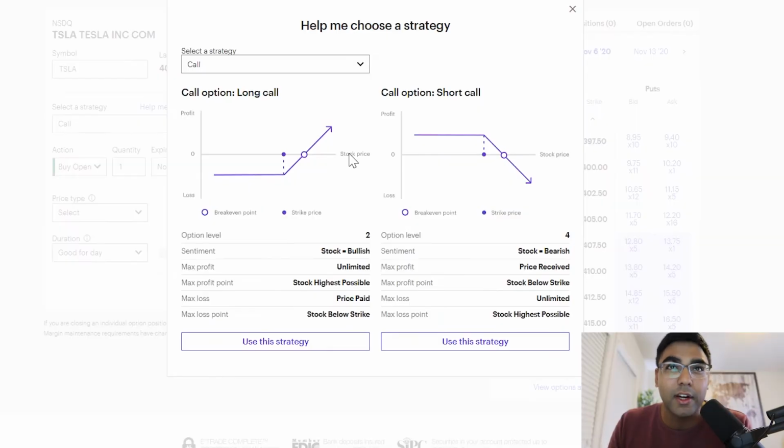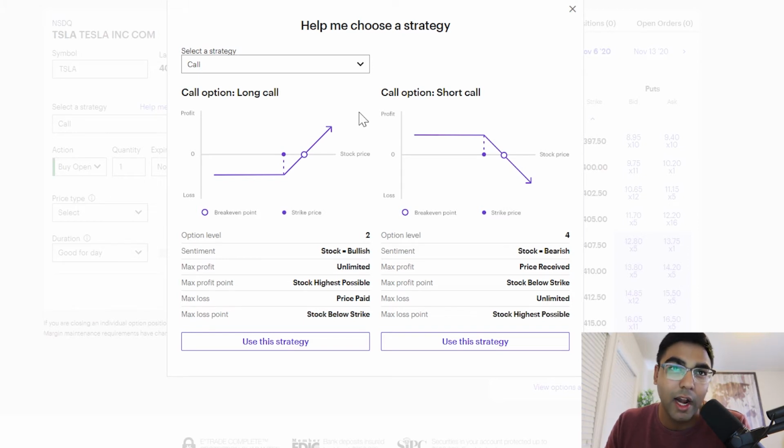So now coming over here, basically it says help me choose a strategy. So you have call option long call and call option short call. The difference between long call and short call is essentially that, hey, you're saying that you think Tesla's going to go up. And so your long call basically is saying that you think it's going to go up, and the opposite on the other end. And that's just super high level.